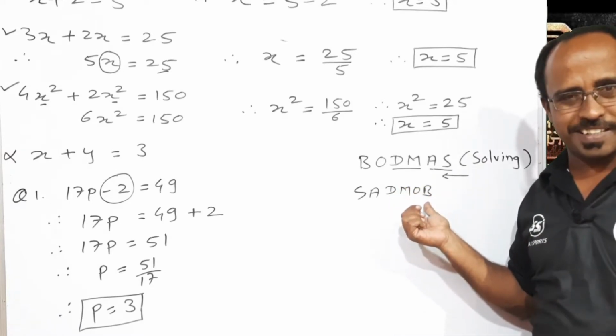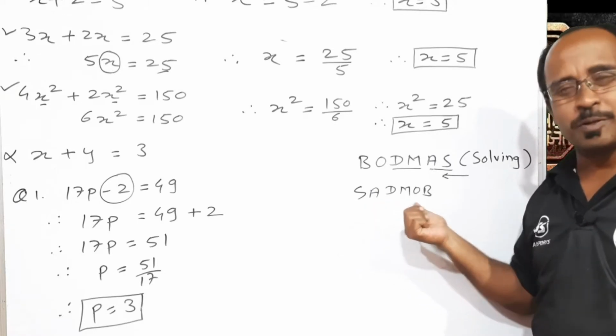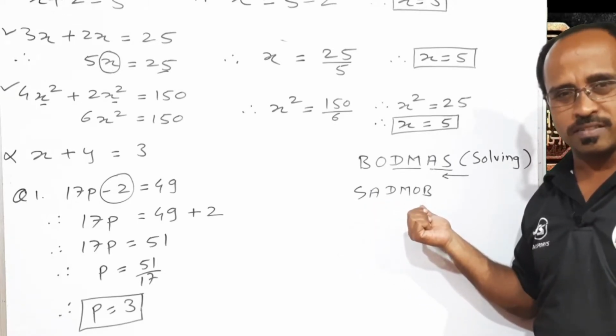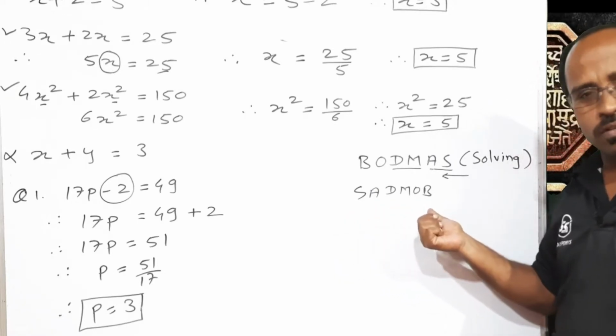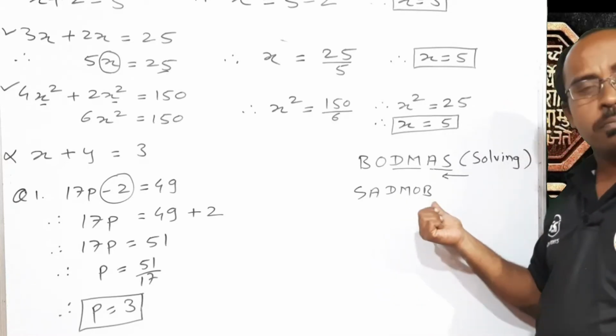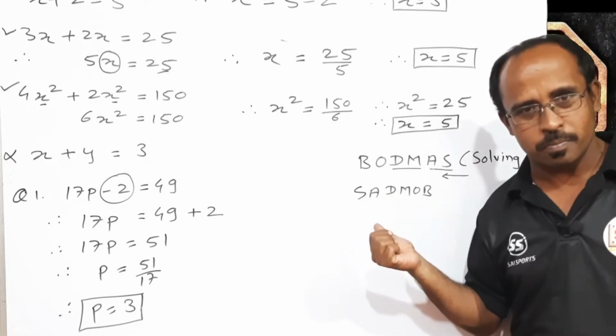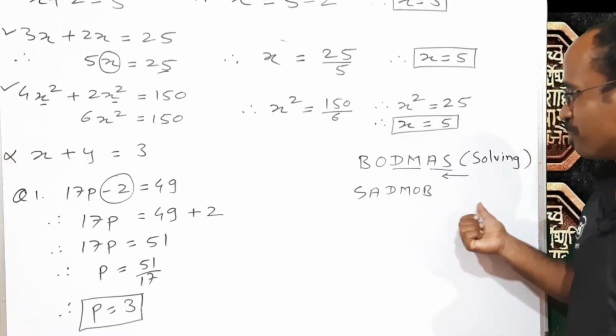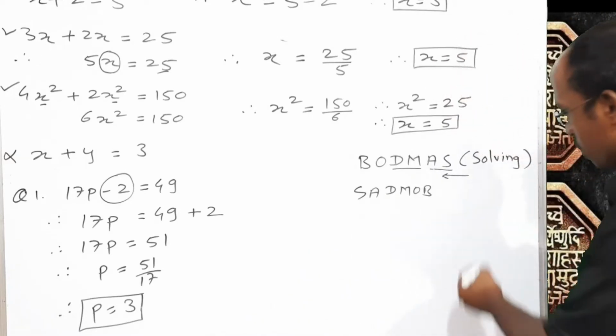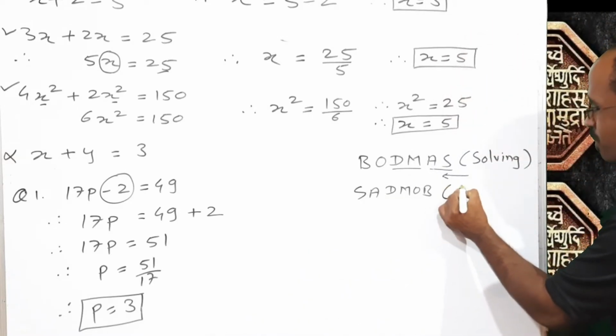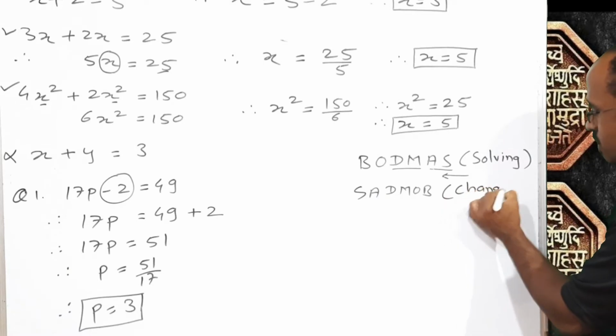I can't pronounce it. Whoever is able to pronounce it, please send me a voice message. Sir, SAMDOB. SADMOB. Can we say it as a sad mob? A mob which is sad. Okay, sad mob. So sad mob is while changing the side.